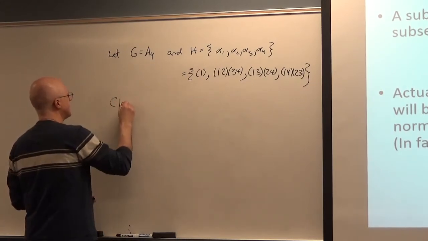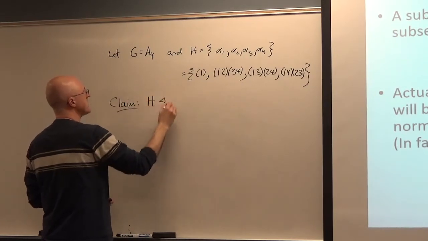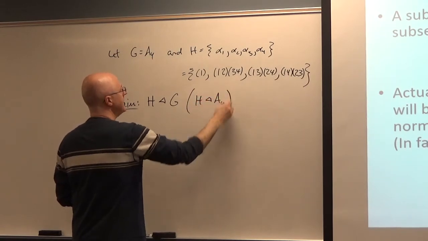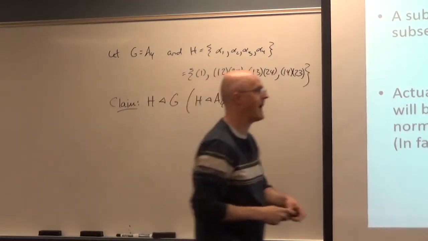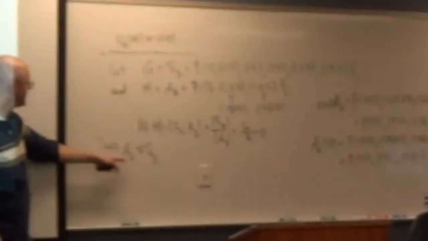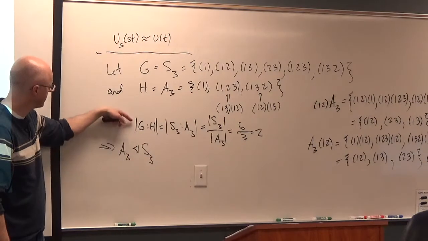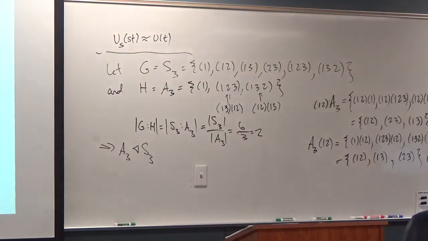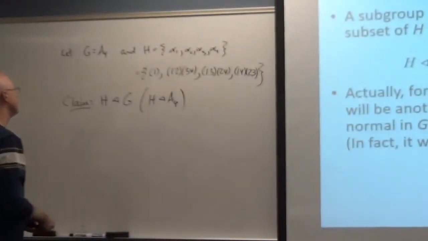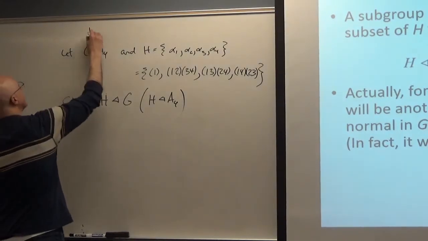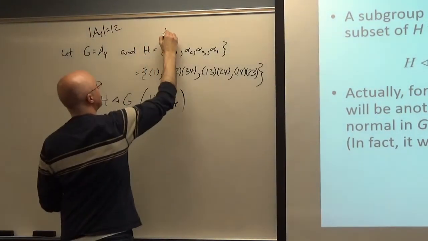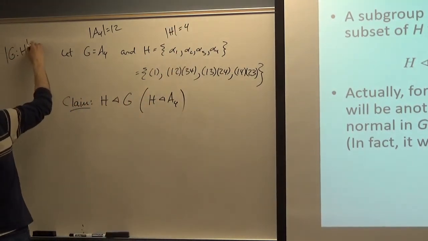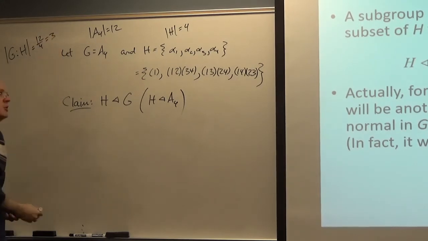The claim here is that H is a normal subgroup of G. H is a normal subgroup of A4. It does not have index 2. Coming back over here, A3 did have index 2 in S3. But H does not have index 2 in A4. A4 has order 12. H has order 4. The index of H in G is 12 divided by 4, which is 3, not 2.